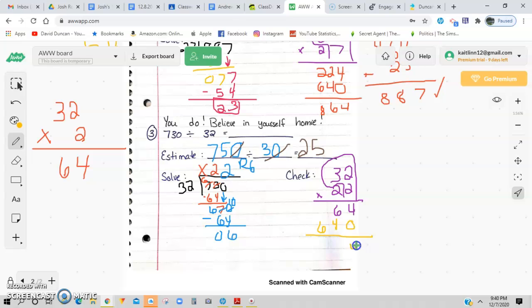4 plus 0 is 4. 6 plus 4 is 10. 0, carry the 1. 6 plus 1 is 7. So I have 704. I need to add. Ooh, I'm wrong here on something. What did I mess up on?